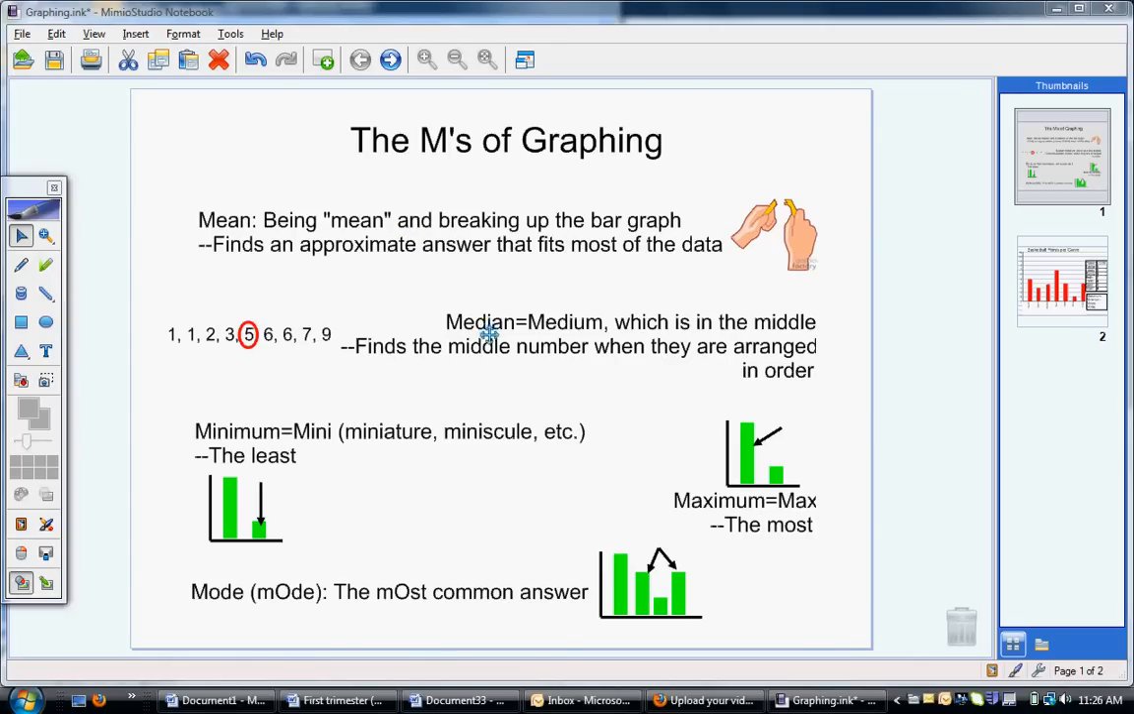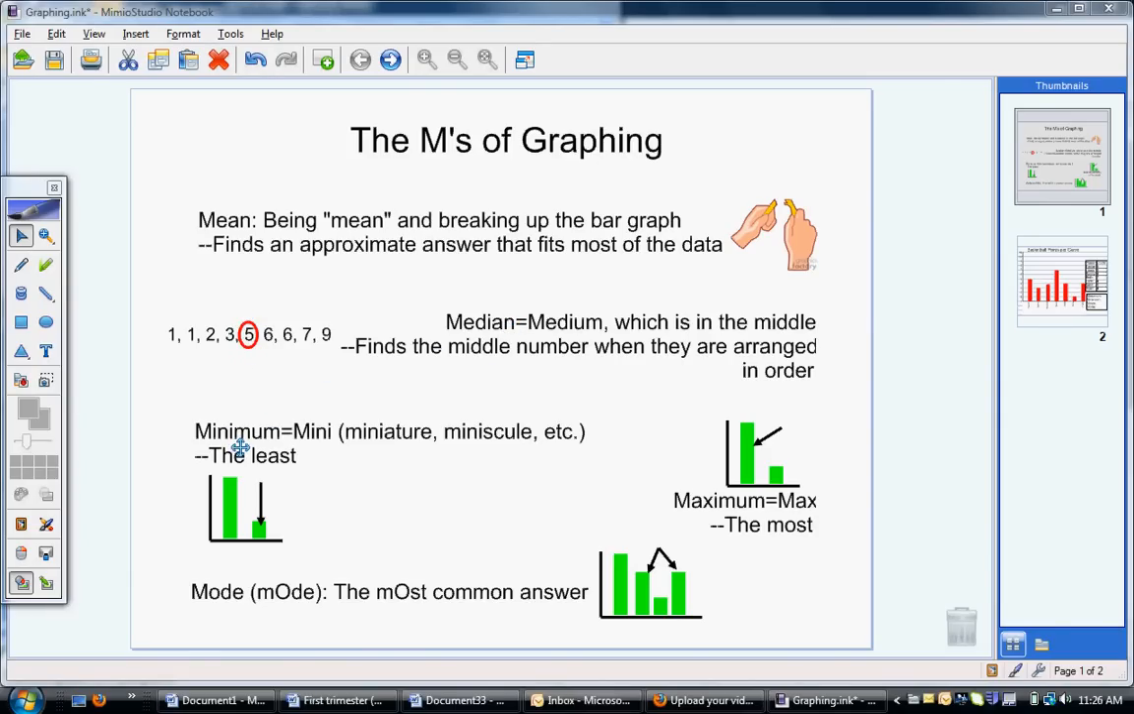Another M word that you might hear is median. When I hear median, it sounds like medium, which is in the middle. So when I'm trying to find the median of a set of information, I'm looking for the medium or the middle number. Here I have some numbers: 1, 1, 2, 3, 5, 6, 6, 7, 9. And the median, the middle number, is 5, because you can see there's 1, 2, 3, 4 on this side, and 1, 2, 3, 4 on this side. They're equal on each side. 5 is in the middle, so it's in the median spot.